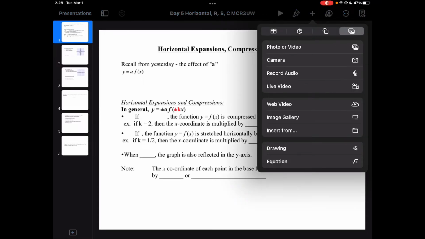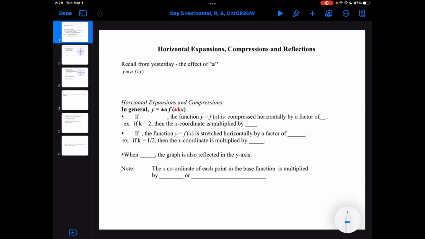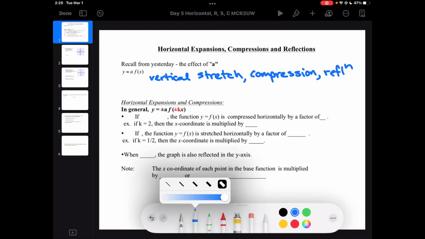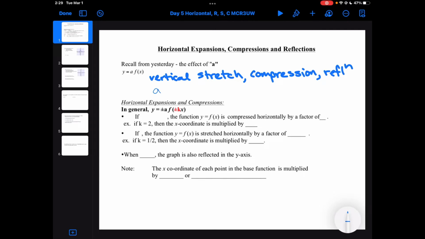So remember from before, we talked about the effect of A on a function. The A is for a vertical stretch, compression, or reflection. So if your A value is greater than 1, you have a vertical stretch. If you have a value that is between 0 and 1, you have a vertical compression. And if your A value is less than 0, you would have a reflection.